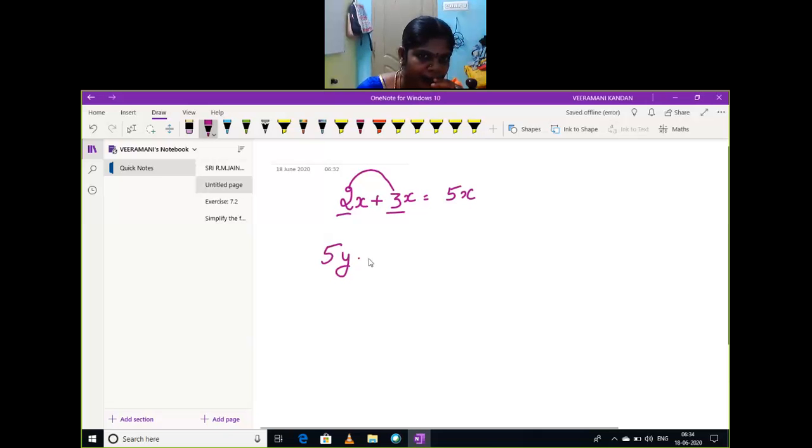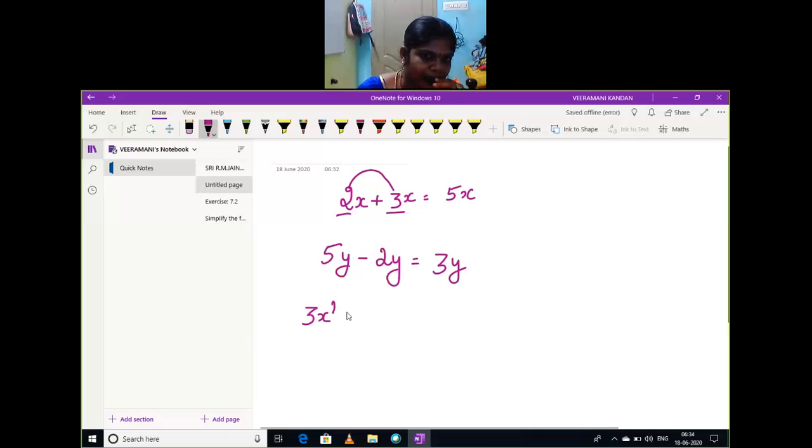5y minus 2y. What is the answer, children? Here y is a common term. You just subtract the numerical coefficients. 5 minus 2 you get 3y. Okay, children, do you understand this? Very good. The next question.